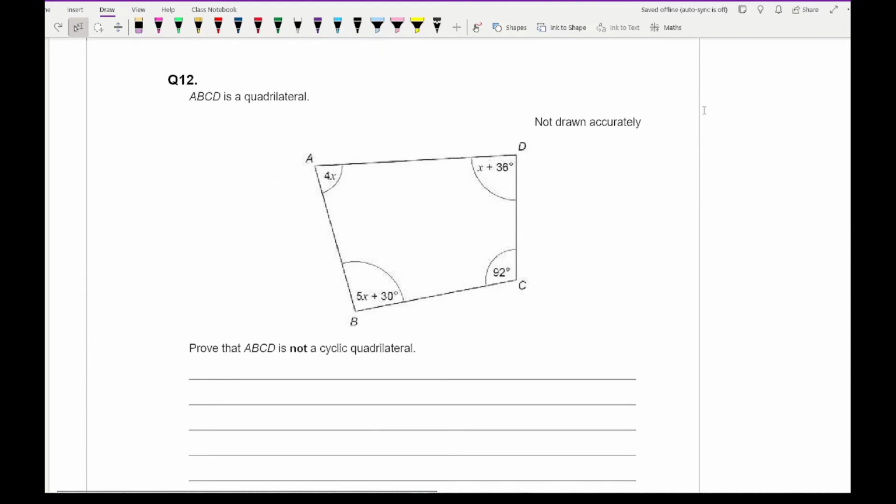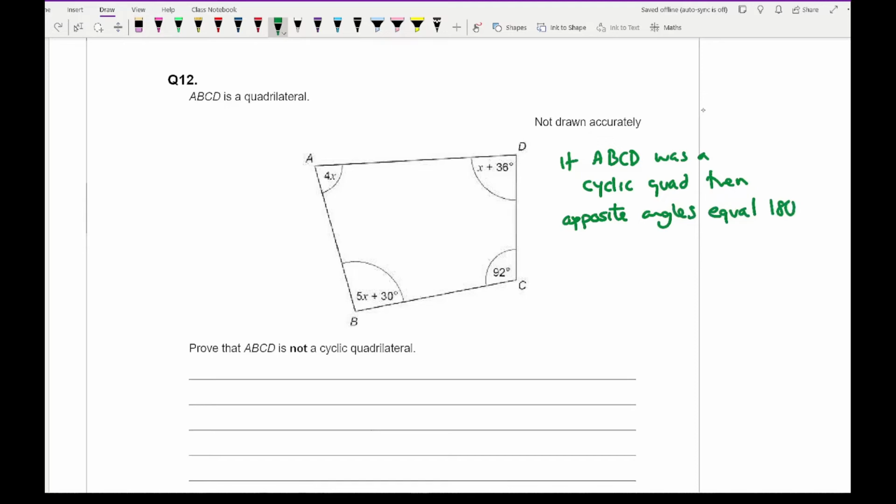Moving on to question 12, it says ABCD is a quadrilateral. Prove that ABCD is not a cyclic quadrilateral. Now, if ABCD was a cyclic quad, then opposite angles equal 180. Whenever you've got proof questions, it's always important that you state what rule you are assuming to be true, and I would always start with that statement. So if I can prove that this is true, then it is going to be a cyclic quadrilateral. So I need to disprove it, because it's asking me to prove that it's not.